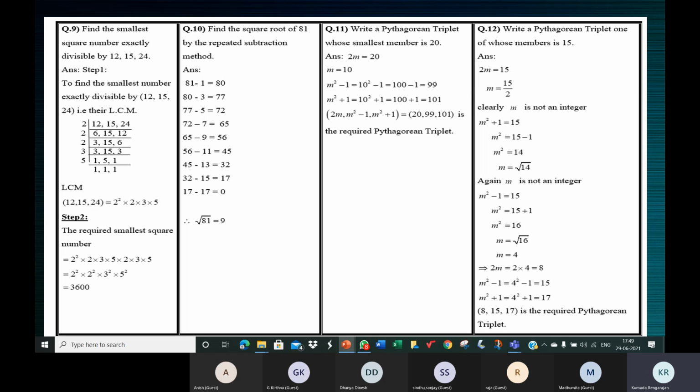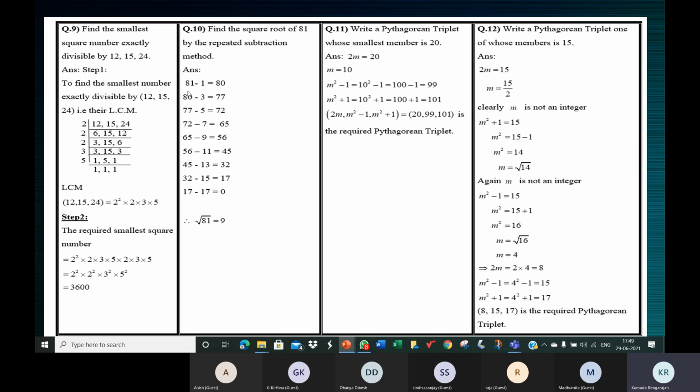All right, children. So find the square root of 81 by the repeated subtraction method. We know the square root of 81 is 9. So how do we find it? By the repeated subtraction method. It's just to understand the beauty of mathematics. Now, don't say why all this method, so easily we can find the square root. Just to understand how beautiful mathematics is.